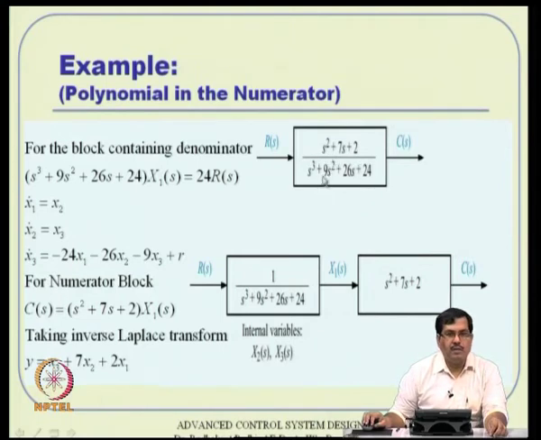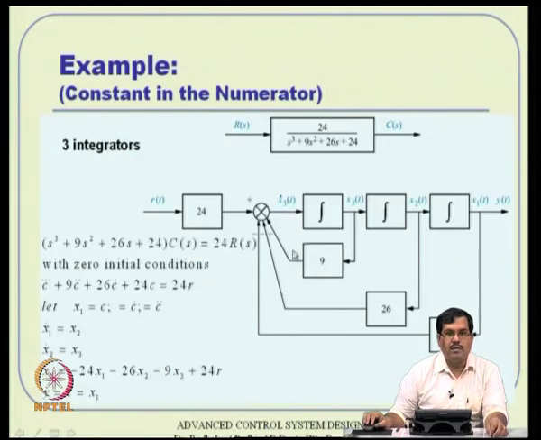So, here is a strictly proper transfer function, and we are decomposing it into two blocks, one in this block, one in the other block. This particular block we have just studied, other than the constant 24, which really comes here. If it is 1, this 1 will come here. That part we already know.